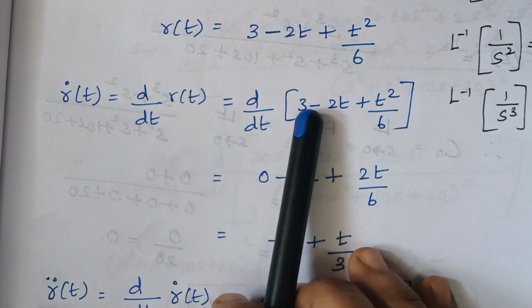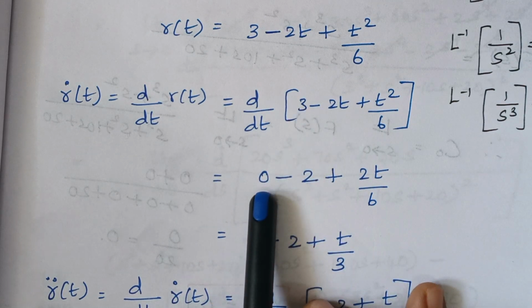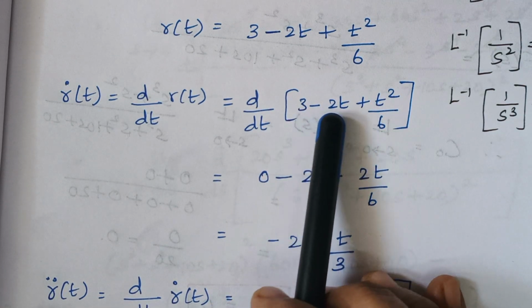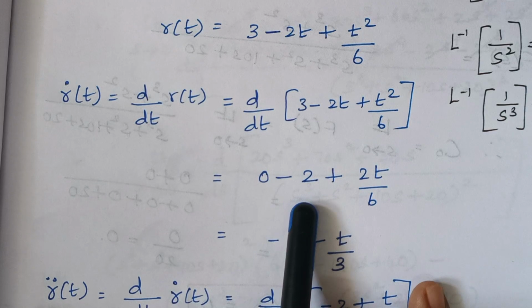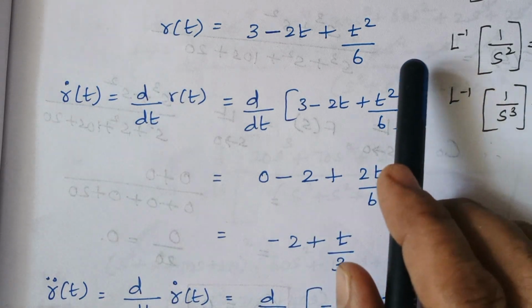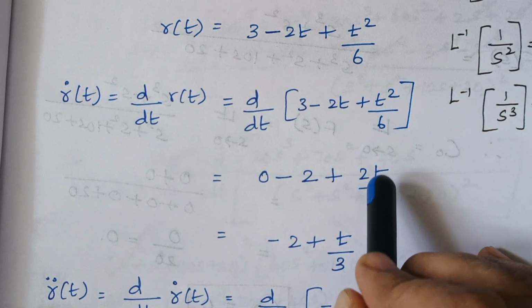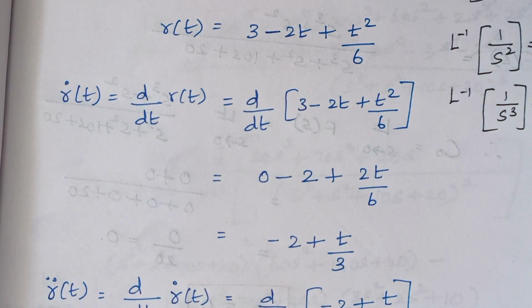So when you differentiate a constant, its value becomes 0. When you differentiate minus 2t, it becomes minus 2. Plus when you differentiate t square by 6, that becomes 2t by 6. I hope you people know the differentiation problem.